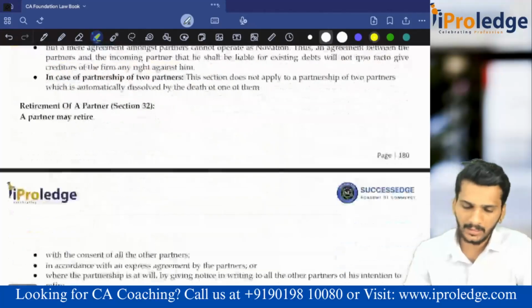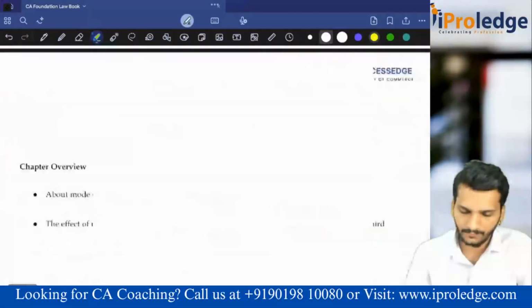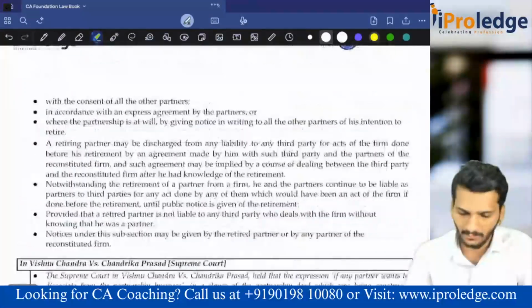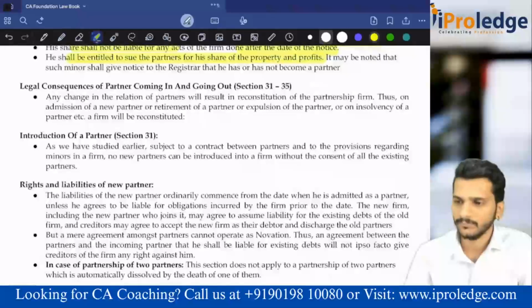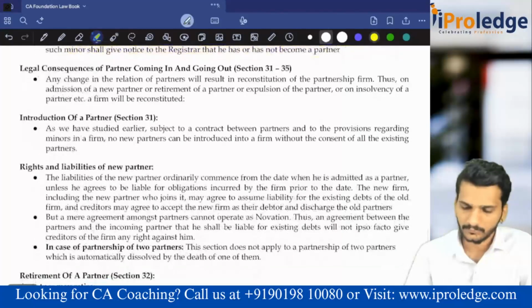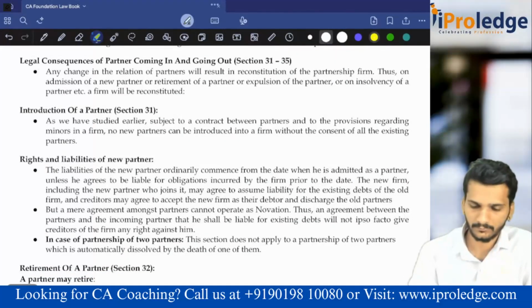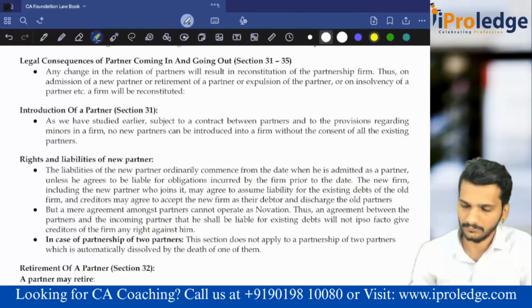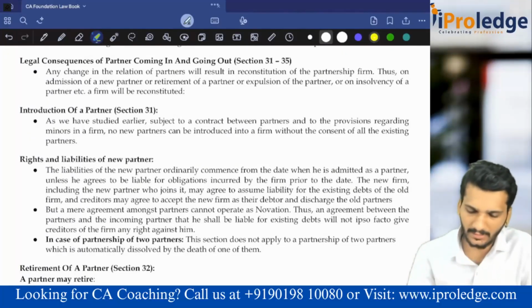What are the legal consequences of a partner coming in and going out? Last 2 pages, we'll finish it off. I don't think it is required to be discussed.